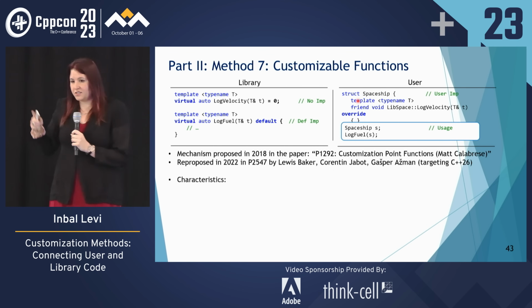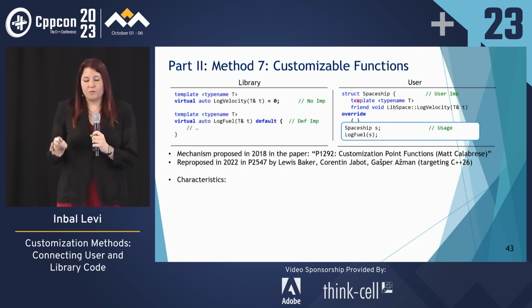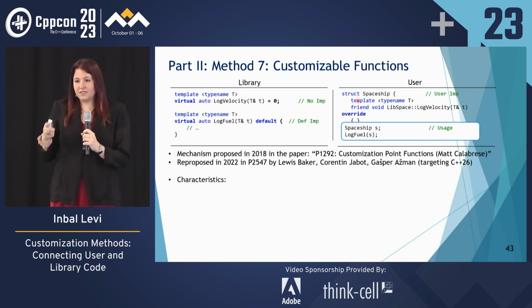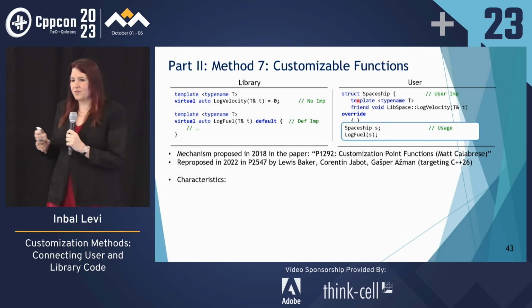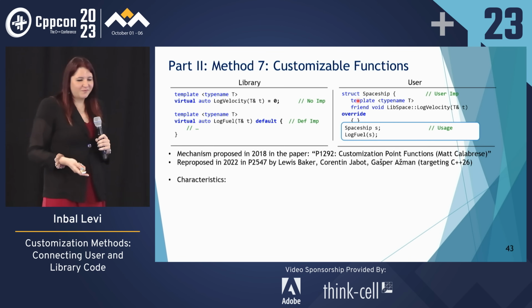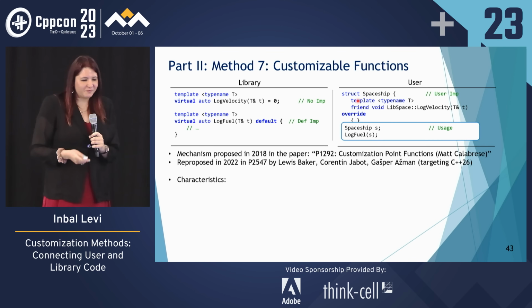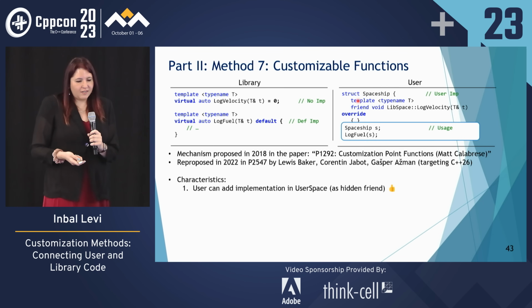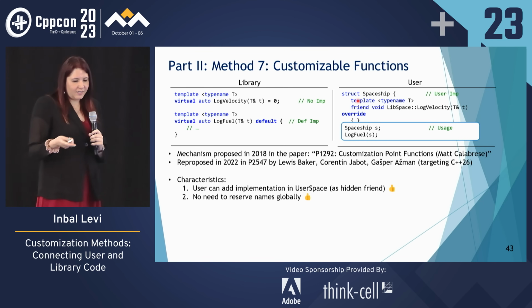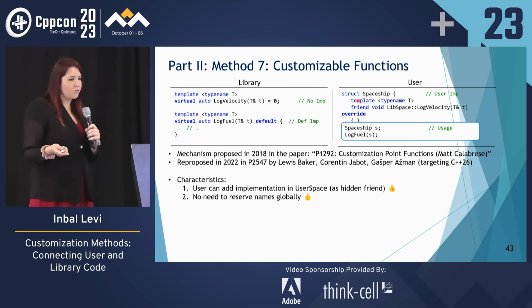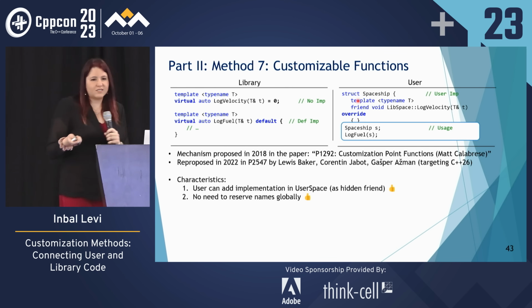And by the way, the original paper that I mentioned before, the one by Barry Rasvin, is called "We Need a Language Mechanism for Customization." So maybe this is the one. The user can implement a hidden friend, and I think this is way more readable, right? This looks like something that we know.